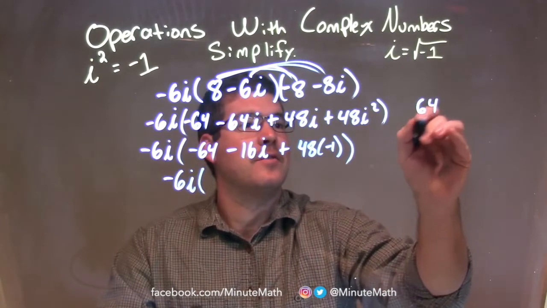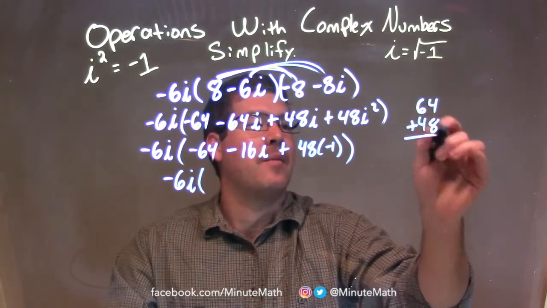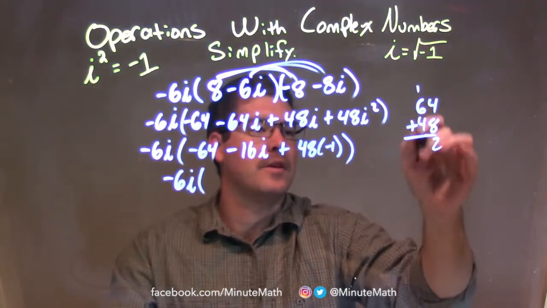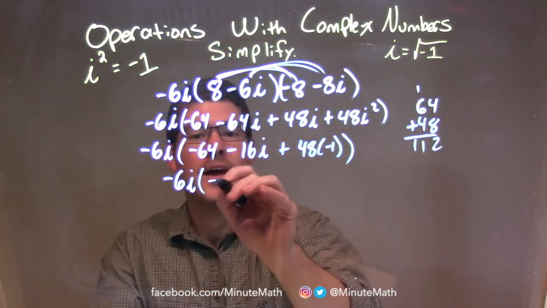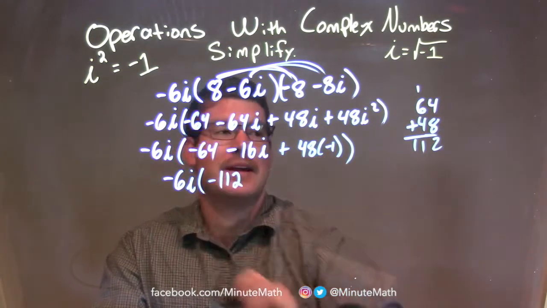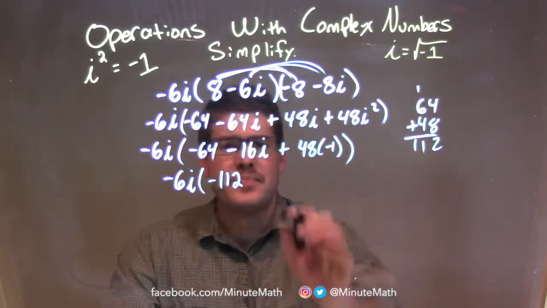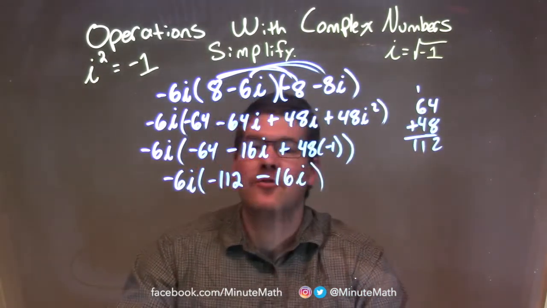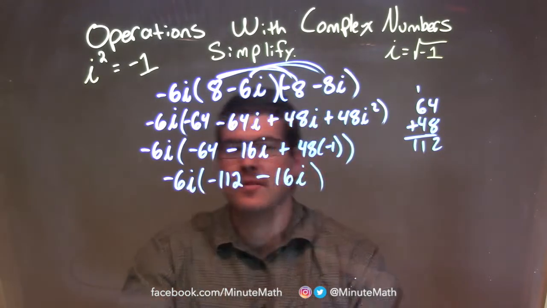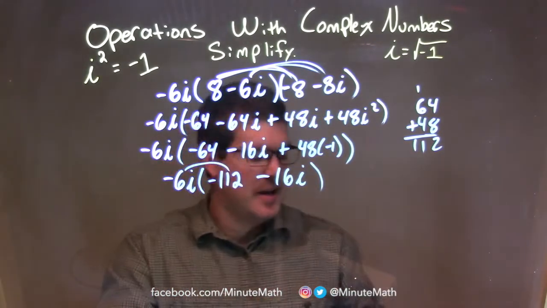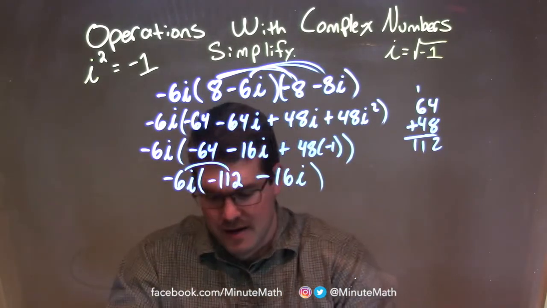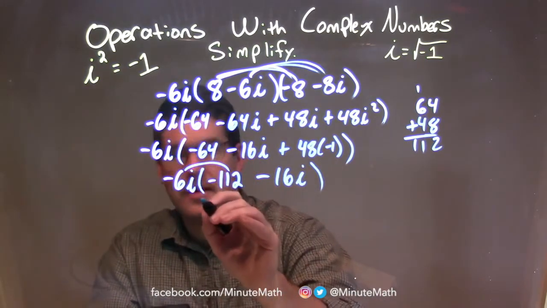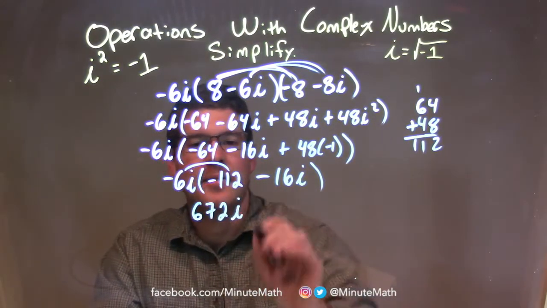I'm going to do it on the side here, 64 plus 48, so I don't make a mistake in my head. 4 plus 8 is 12, 2, carry the 1, 6, 10, 11, 12. We have negative 112 right here, because it's negative 48 and negative 64, minus 16i. From here, we need to distribute that negative 6i to both parts. So negative 6i times a negative 112, which I don't know off the top of my head, negative 6 times negative 112 should be a positive number. It's a positive 672i. Don't forget the i.